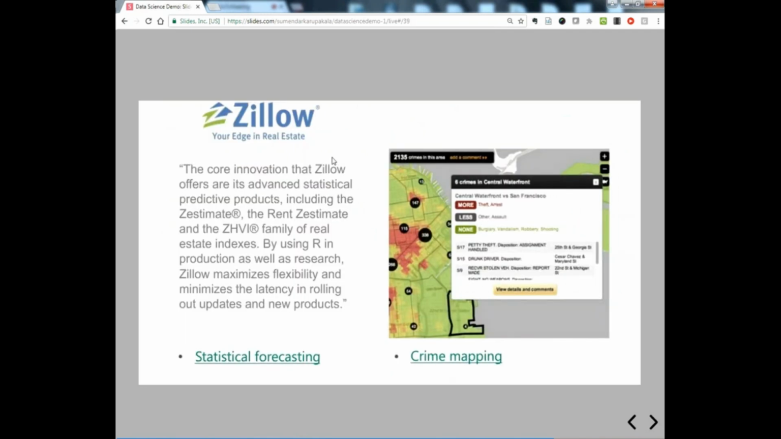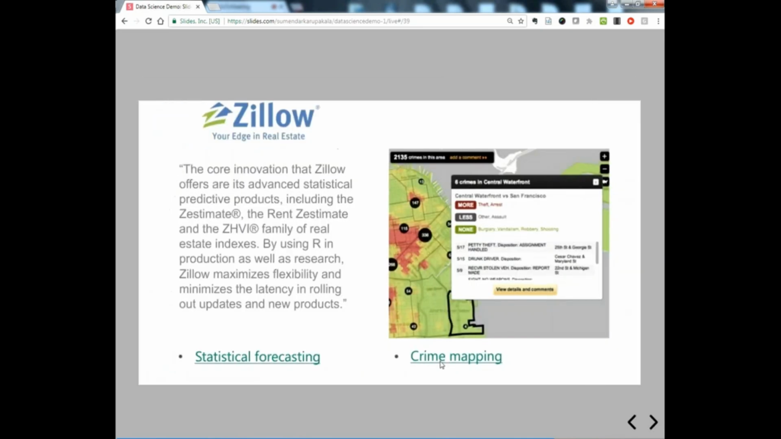And this is one of the real estate companies, Zillow. So it is also using R, especially for crime mapping and statistical forecasting. So to identify which area is mostly crime related. For example, in our Hyderabad, if you take the old city or some areas, they are very crime related areas, right? So it will be identified, first of all, which area is a better place to live, and all those things.